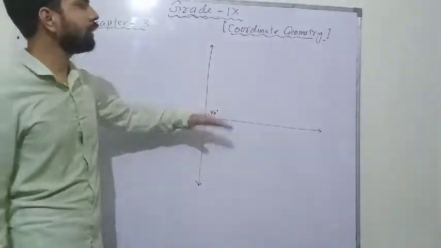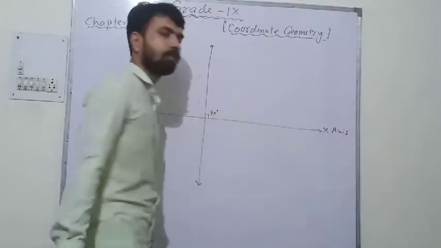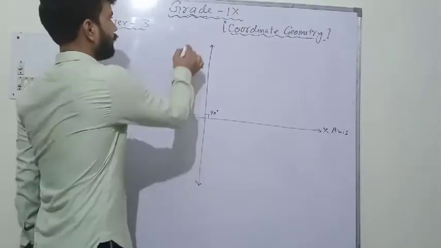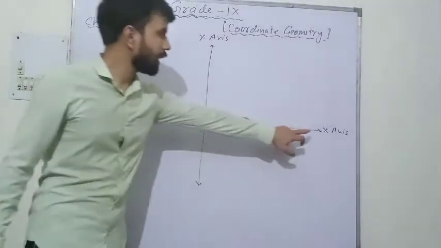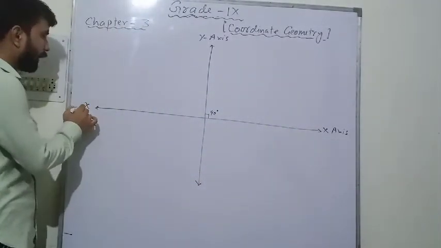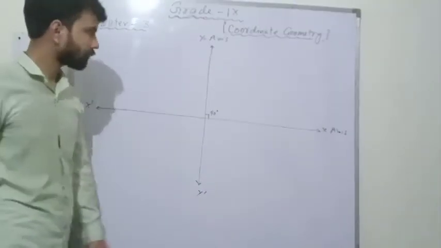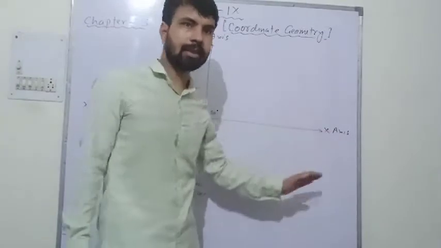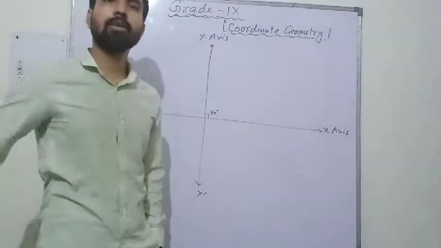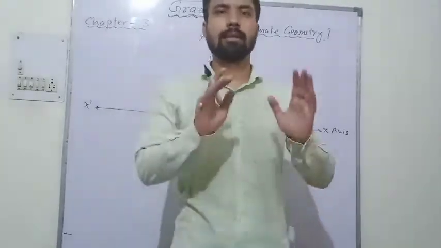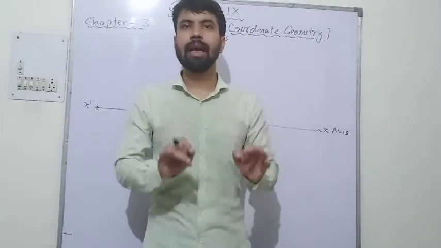Here, the horizontal line is known as the x-axis, and the vertical line is known as the y-axis. This is x, so here we write x dash. This is y, so this is y dash. Clear? Horizontal line is the x-axis, vertical line is the y-axis, and both are known as coordinate axes. The x-axis and y-axis together are known as coordinate axes.